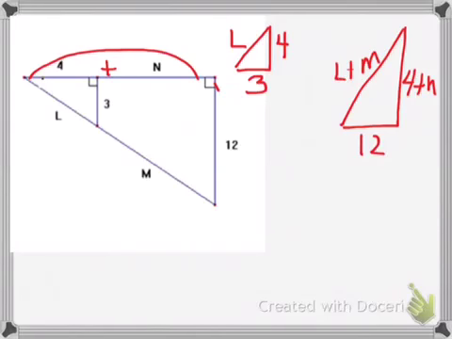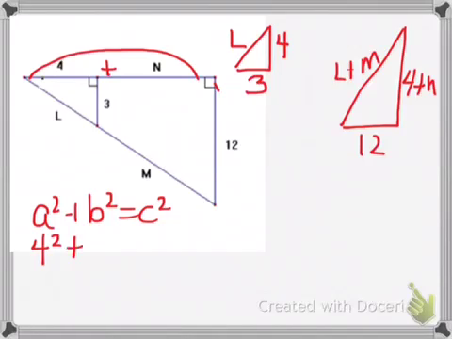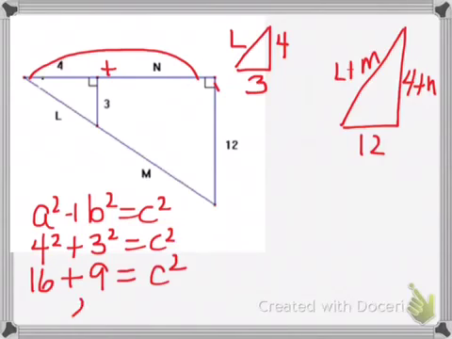So now, I see a right triangle here. Don't forget that we did the Pythagorean theorem, which is a squared plus b squared equals c squared. So that gives me my legs. 4 squared plus 3 squared equals c squared. 4 squared is 4 times 4. That'll be 16. 3 squared is 3 times 3. That'll be 9 equals c squared. If I add 16 plus 9, I get 25 equals c squared. So what number squared is 25? That would give me 5 equals c. So my L is going to be 5.